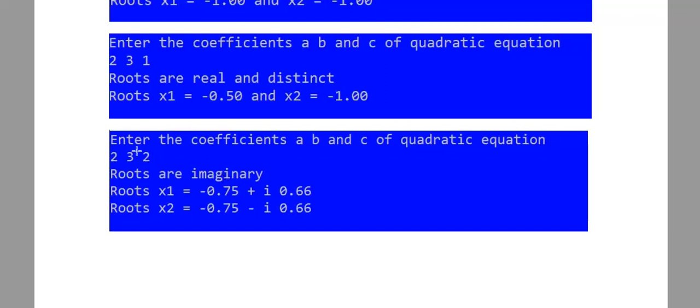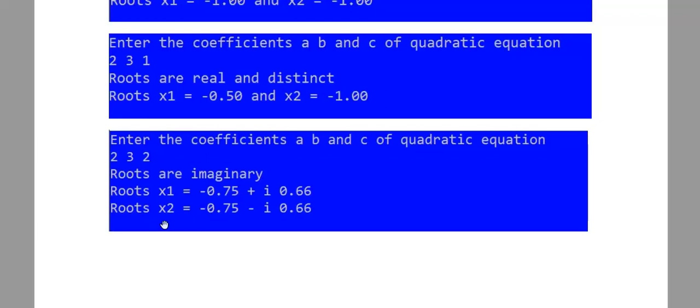You can see here, enter the coefficients. So 2, 3, 2. What happens? b square is 3 square, that is 9, minus 4AC, 4 into 2 is 8, 8 into 2 is 16. So 9 minus 16 will come as minus 7, square root of minus 7. So it is an imaginary number.